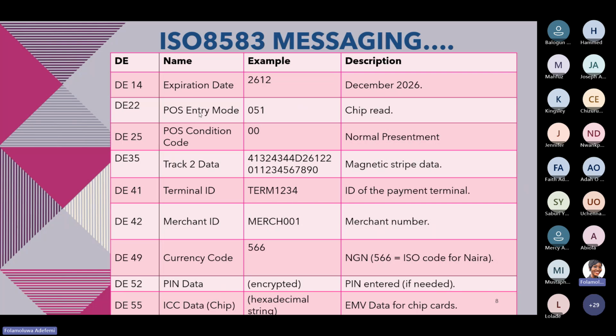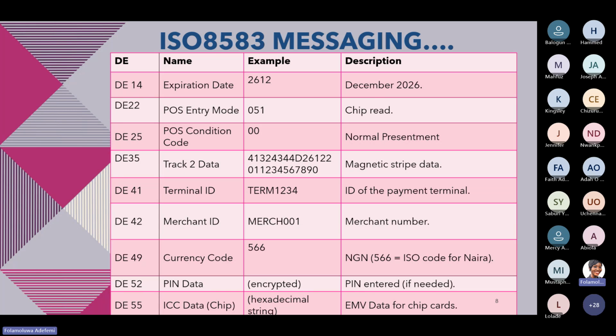You have the POS entry mode. So the POS entry mode pretty much identifies how the data was captured, the way the card data was captured, right, at a POS terminal. So it's a critical field because it's important to the issuer and to some other entities that are part of the payment infrastructure or for that payment. So it helps us identify how the card was used.